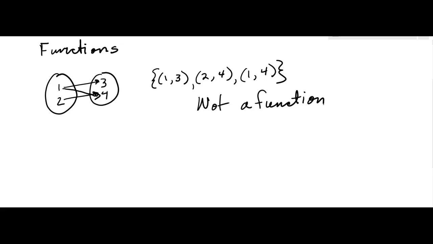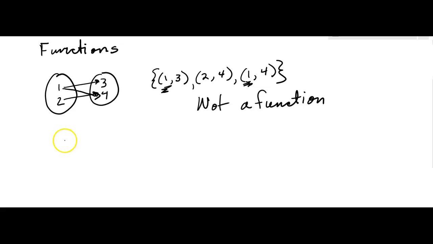Because you can't have any of the domain elements, any of the inputs, going to 2 different outputs. Okay? So you can't have the 1 here going to 3 and then the 1 going to 4. And we talked about the vertical line test with that. Okay? We're going to talk about that later too. We'll review that. Okay, so this is not a function.